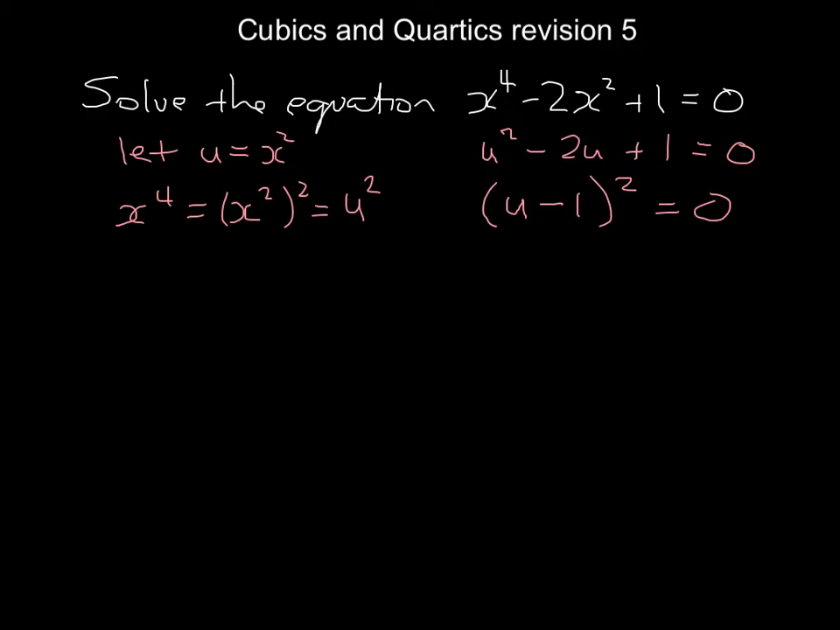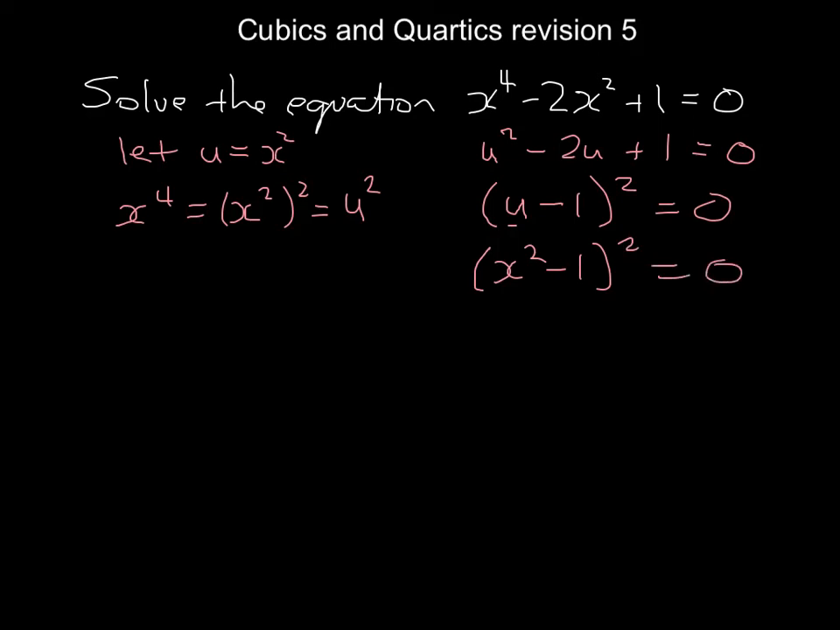If you can't remember that, you might need to go back to your quadratics and remember how to expand perfect squares, so a plus b squared or a minus b squared. Just remember the pattern that happens there. Now that I've simplified that, it looks much simpler than the original expression. I'm going to replace the u with the x squared that we had before. So this will now become x squared minus 1 all squared equal to 0.